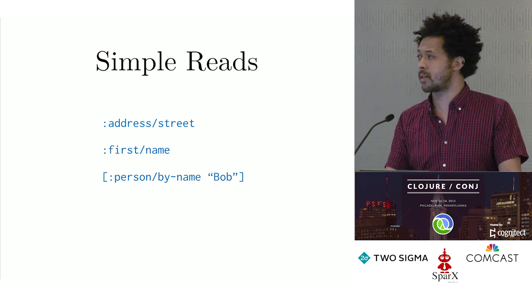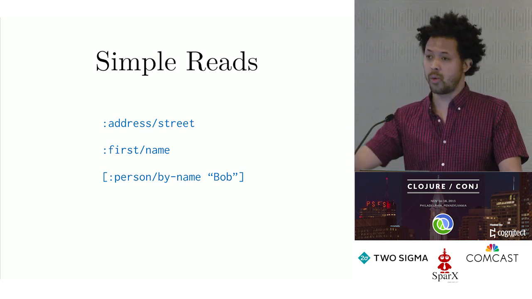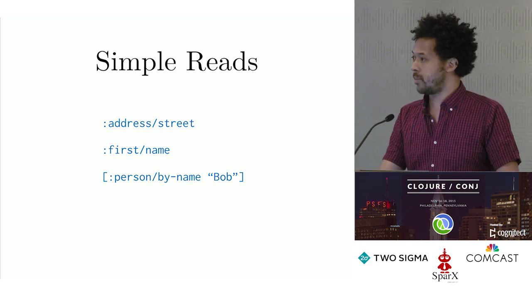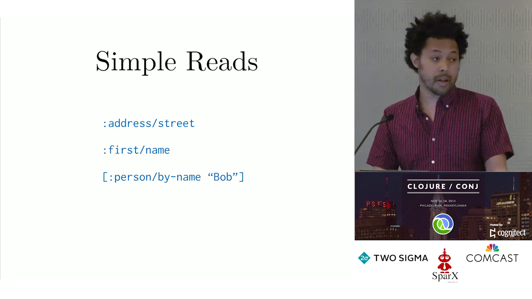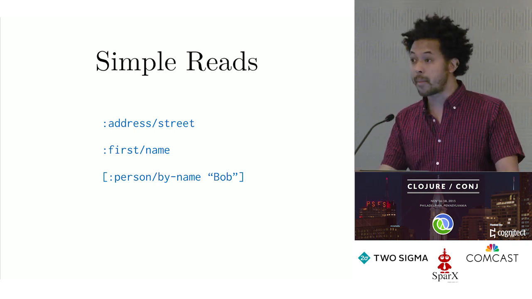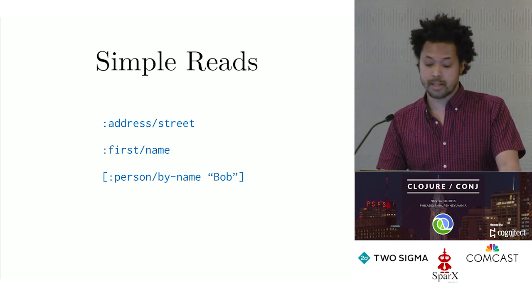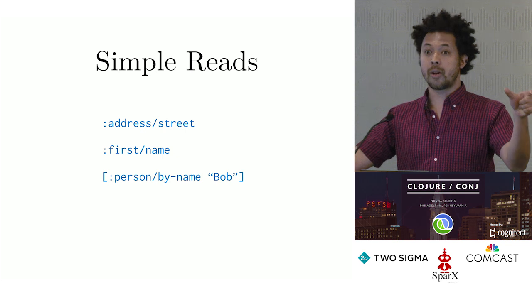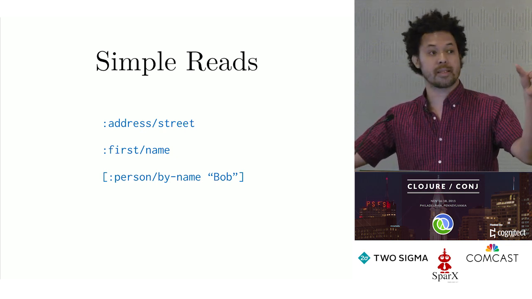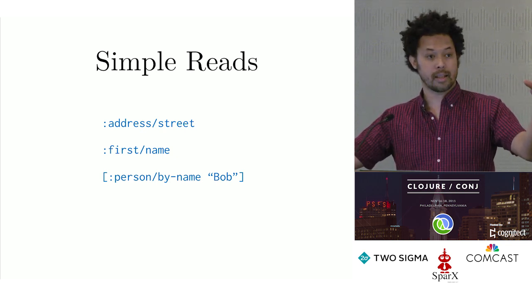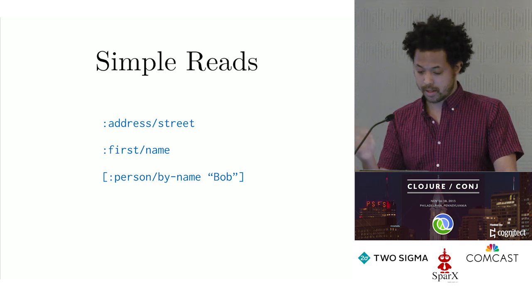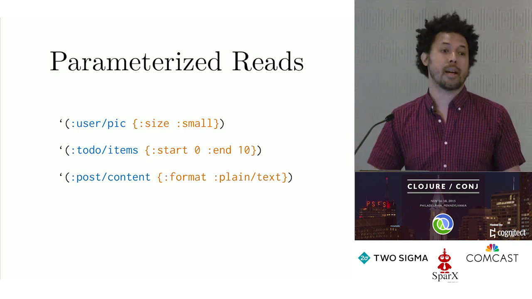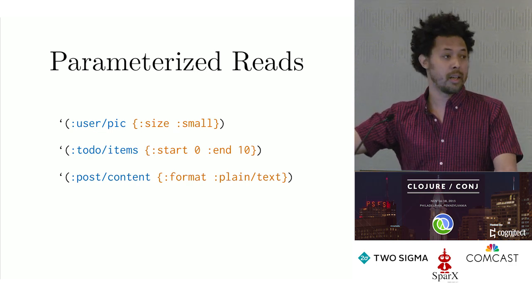Simple reads look like Datomic pull. Here, if you say you want to read the address of a street, just a keyword, you want to get somebody's first name. There's another thing that we support which looks a lot like Datomic lookup refs. We call these idents because they serve another purpose in Om, which is that it allows two parts of the UI that represent the same logical identity to be automatically kept in sync. And we'll see this later. We support parameterized reads. If you have a query syntax, you need to be able to take some key, and you want to parameterize it.